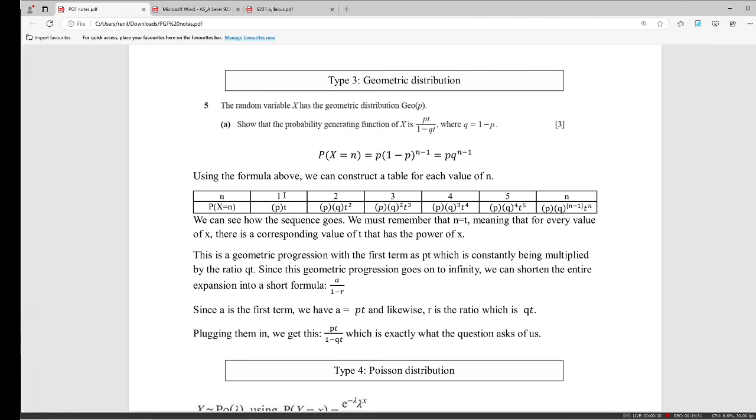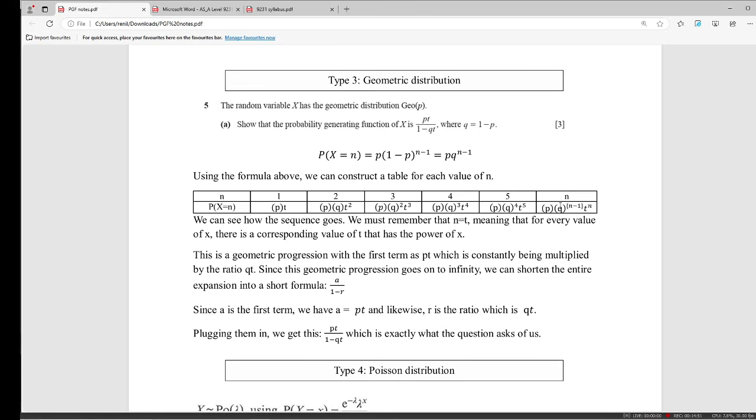For one occurrence, it would mean p times q to the power of 1 minus 1, which is 0. So it's p. And since there's one occurrence, our t is to the power of 1, which is t. We can just keep incrementing it and we'll get this until we have this equation right here. So you can see how the sequence goes, and remember that n equals t.